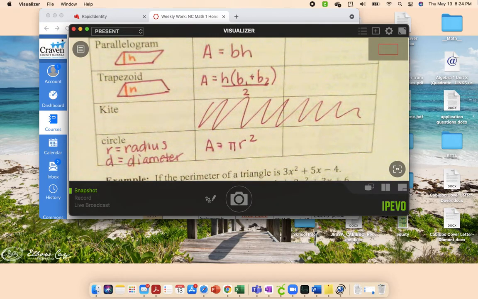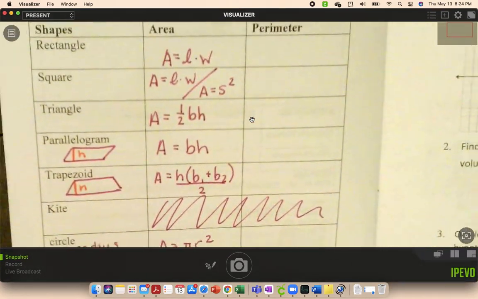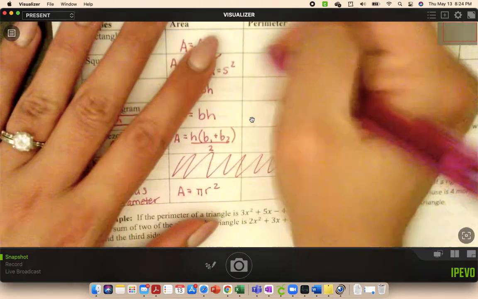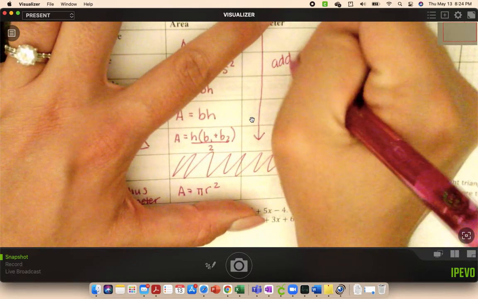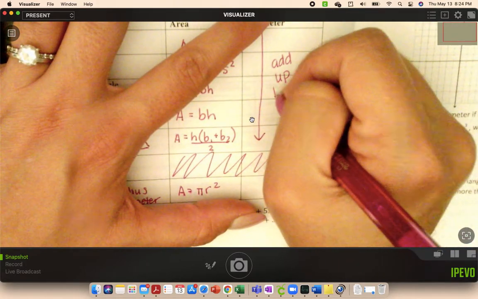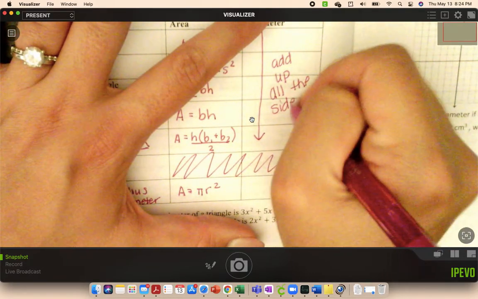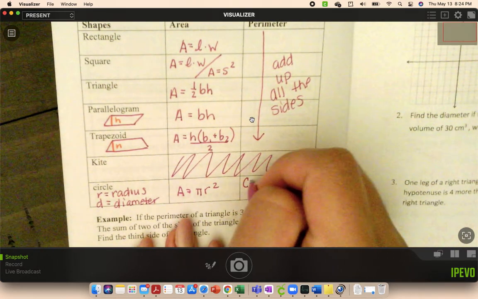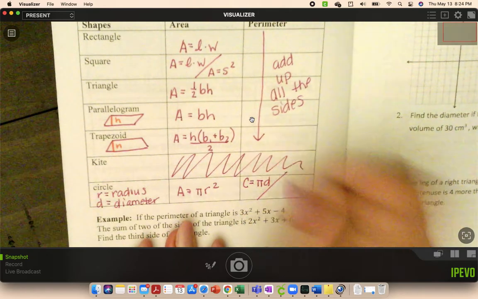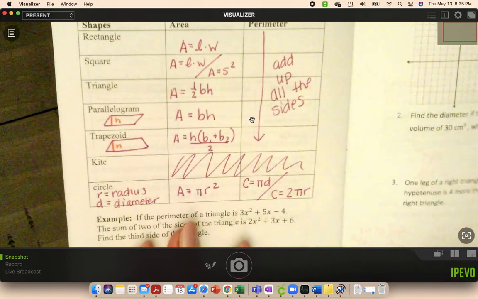For our formulas for perimeter, I'm not even going to worry about them, okay? I want you to understand perimeter, we just add up our sides. We do not need to try to remember any formulas with that. So add up all the sides. The only one that is slightly different, and that's also because it's not called perimeter, is going to be circumference of a circle. And circumference is equal to pi times our diameter, or the circumference is 2 pi r.